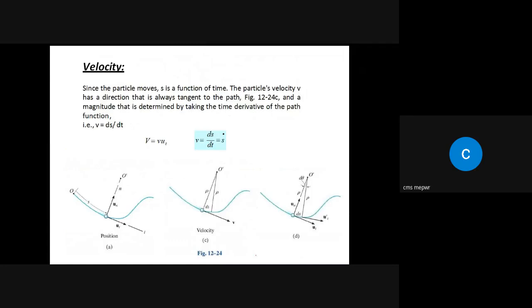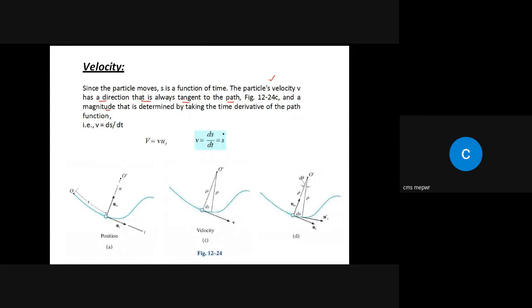And we also know that the particle velocity, v, has a direction. What information do we have about that direction? It is always tangent to the path. And the magnitude of that velocity can be determined by taking the derivative of displacement. So velocity has two things: one is the direction and one is the magnitude. The magnitude can be defined by taking the time derivative of displacement, and the direction we can get by finding the tangent to the curve at that specific point where we want to find the velocity.